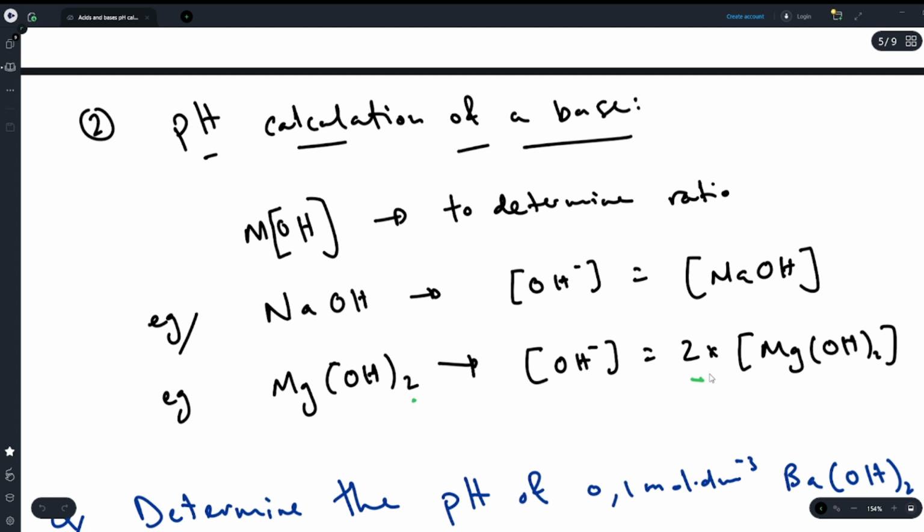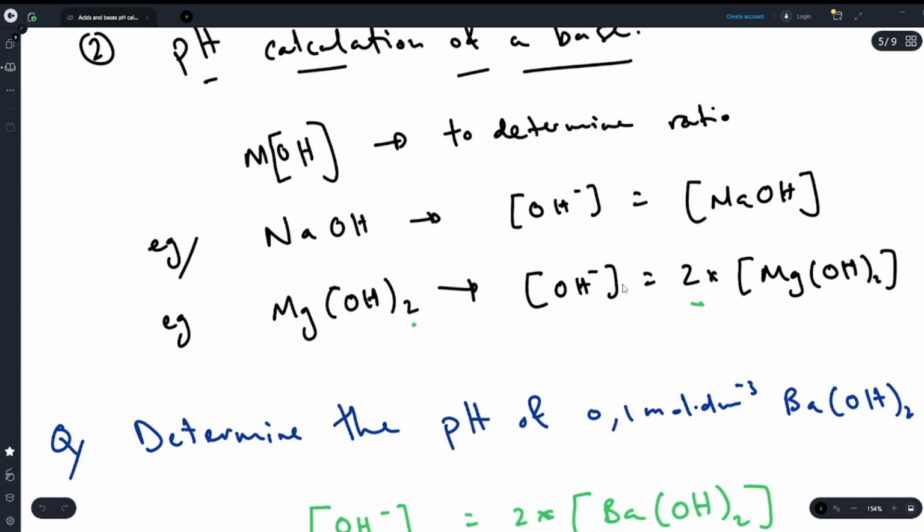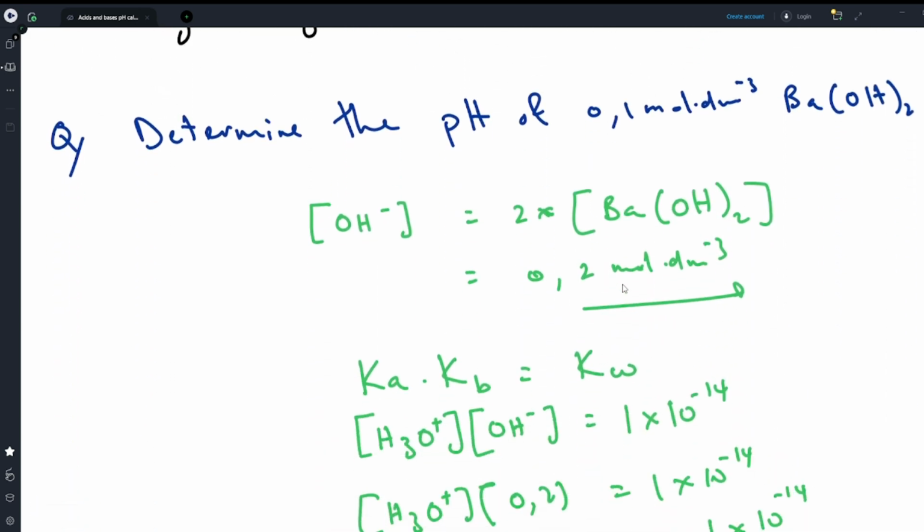If there are 3 OHs, then you'd multiply it by 3. The concentration of the base, you multiply it by 3 to get the concentration of OH minus. It is a base, so obviously we need to get the concentration of OH minus. So let's take this theory and apply it to an example.